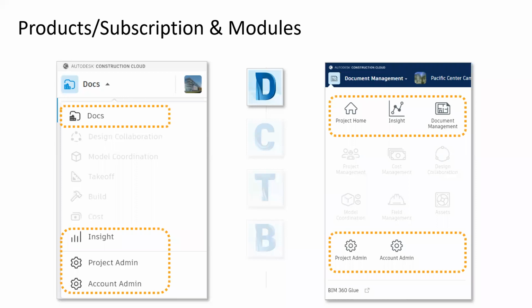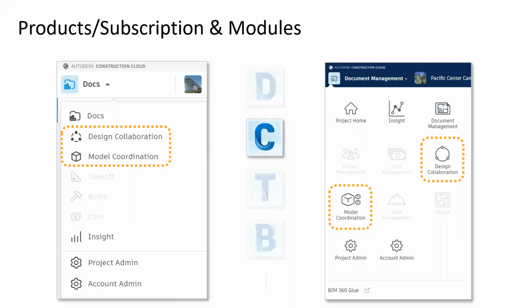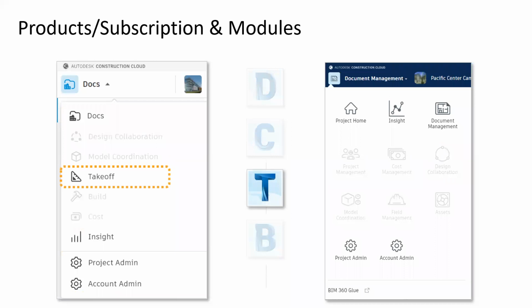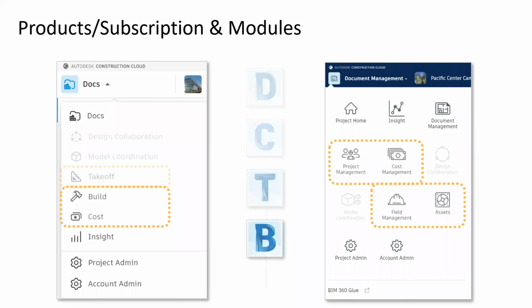Autodesk Docs is a common environment for all products. It includes Docs, document management, Insight, and project account admin. Autodesk BIM Collaborate includes design collaboration and model coordination. Takeoff is available only in ACC. And Autodesk Build combines the project management, field management, and assets, which go under Build, and then cost.